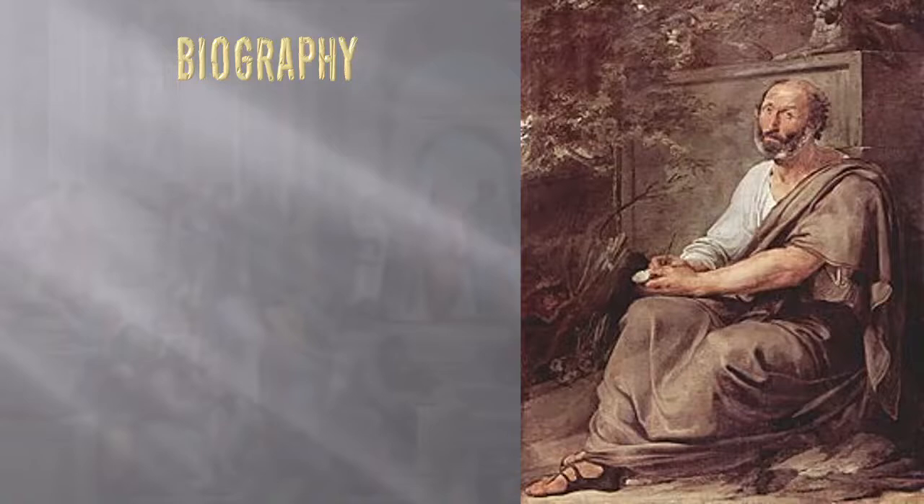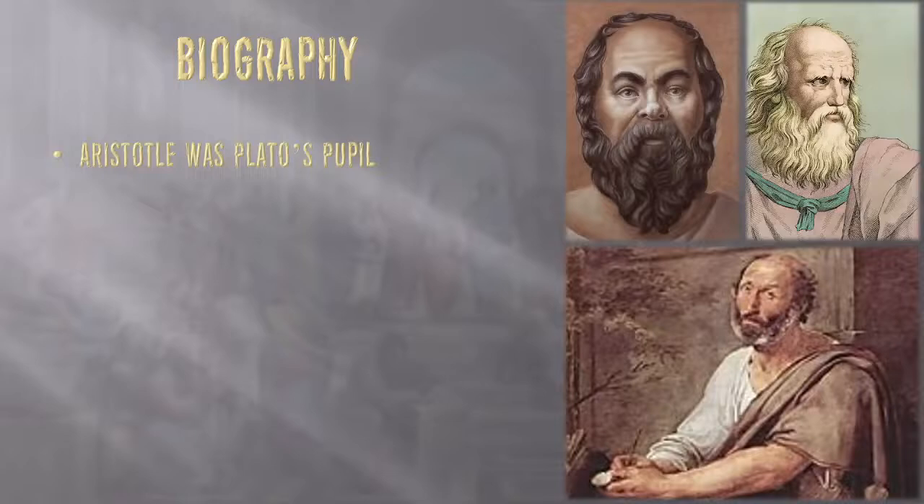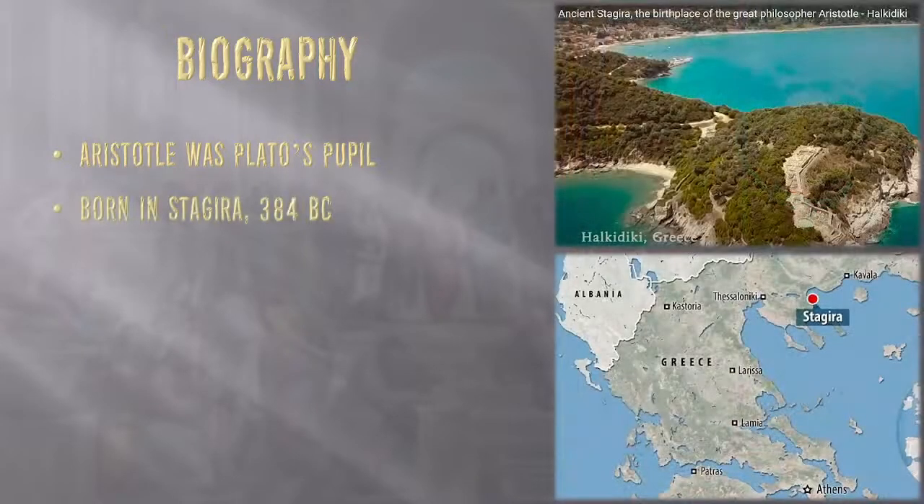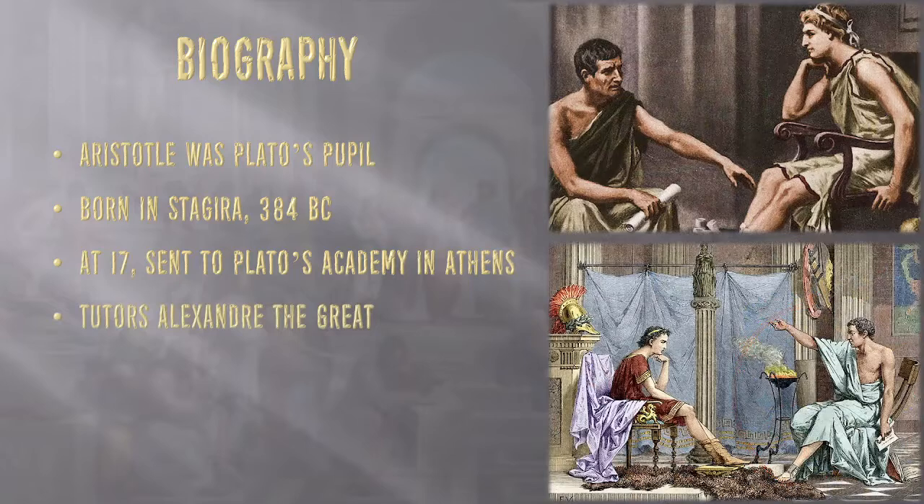Now, just as Plato had been a pupil of Socrates, Aristotle was Plato's pupil. And he was born in the ancient city of Stagira in 384 BC. And then at 17, he was sent to Plato's academy in Athens. Fast forward a few decades, when he's an adult, Aristotle travels to Macedonia, where he tutors Alexander the Great. So there's actually a sort of direct line of succession through 4 generations of important world historical figures who've shaped Western history and culture: Socrates, Plato, Aristotle, Alexander.